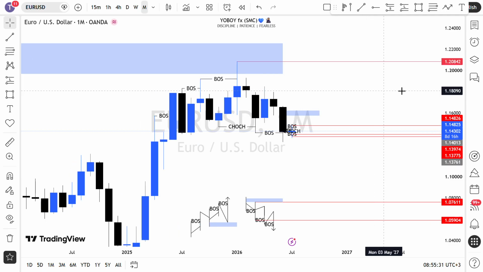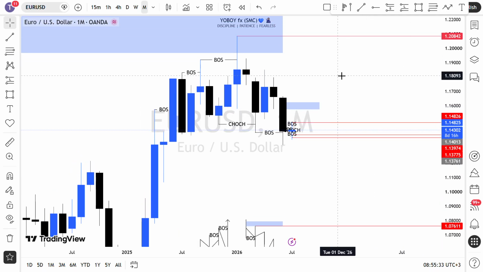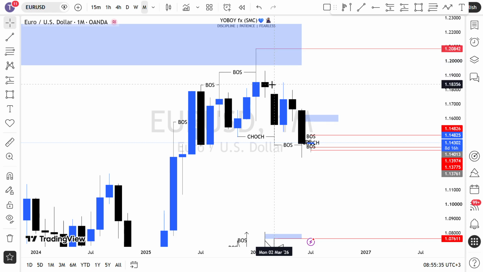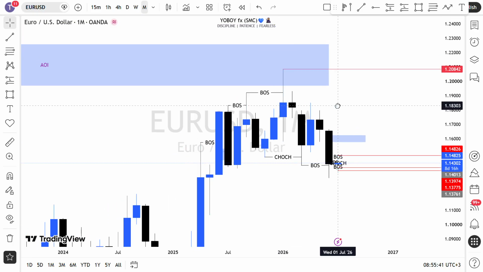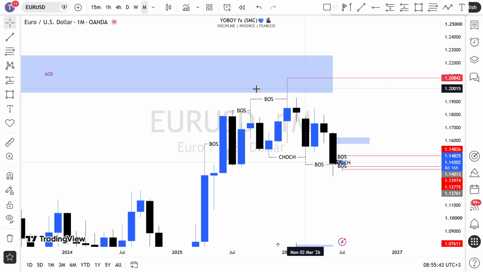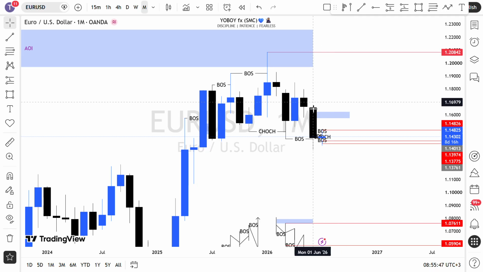So from a monthly time frame, we can see clearly that for a couple of months we have been in a bearish momentum on Euro USD. We have clear information that price has traded into this area of interest, and now we are in a bearish momentum from a monthly time frame.